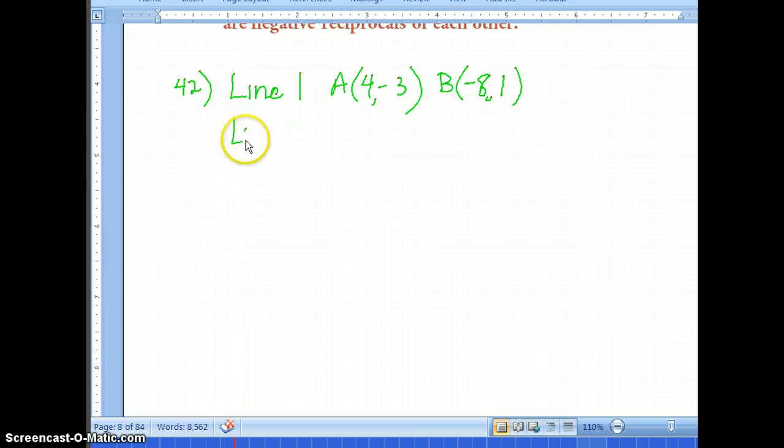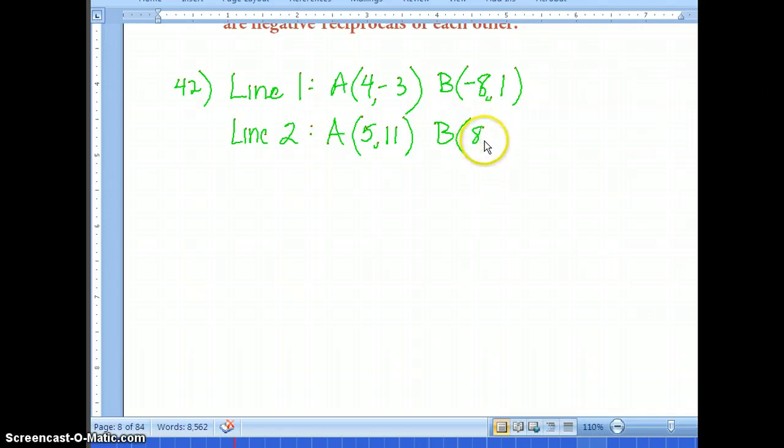Line 2 has coordinates for A of 5, 11, and coordinates for B of 8 and 20. They want you to determine whether these two lines are parallel, or whether they're perpendicular, or whether they're neither. They're just intersecting lines. So we're going to write our slope formula down. M is equal to y2 minus y1 over x2 minus x1.